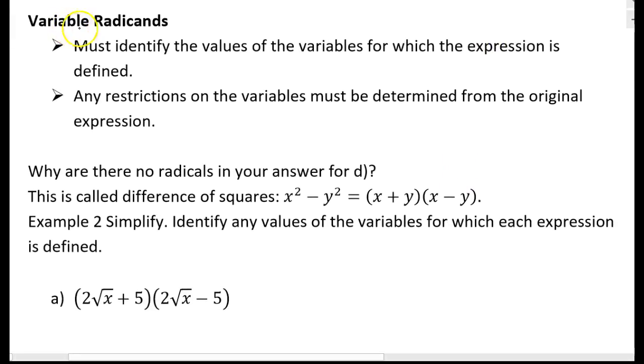So when we introduce a variable radicand, we must identify the values where it is restricted, so where it's going to be defined as the alternate piece. Any restrictions on the variables must be determined from the original expression. And so you'll notice that I've already been doing that in the previous lessons.